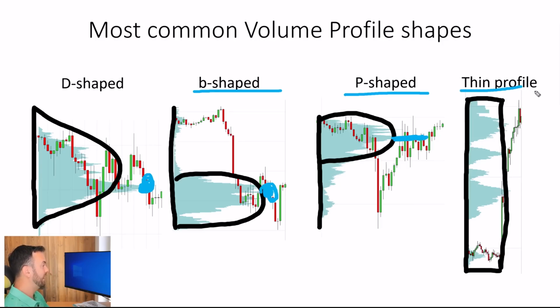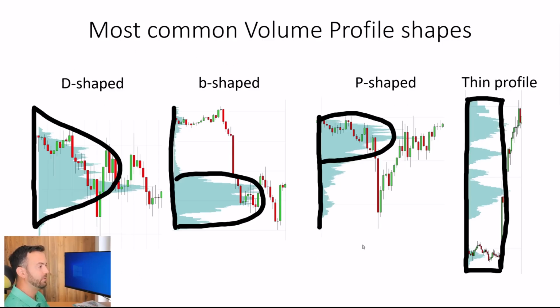And then with the thin profile, sometimes it's a bit hard to tell, especially if there are a couple of volume clusters like here. But looking at this profile, I think the point of control, the heaviest volumes, were traded right here. So in this case, this is the point of control here, right? Every volume profile has a point of control, no matter what the shape of the volume profile is, no matter how the volumes are distributed throughout the whole day.